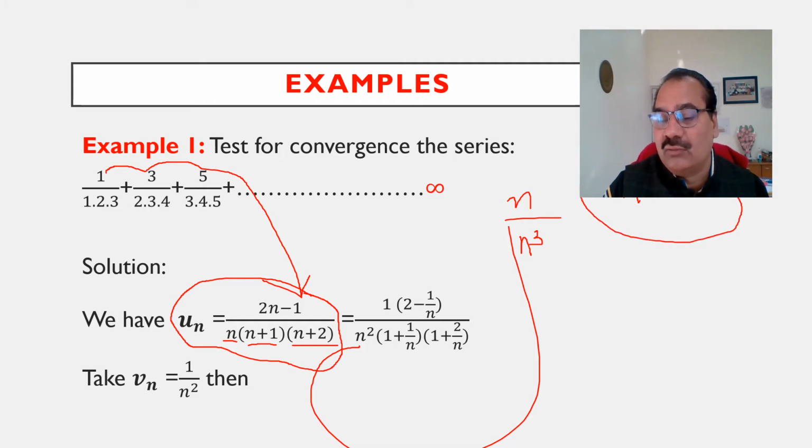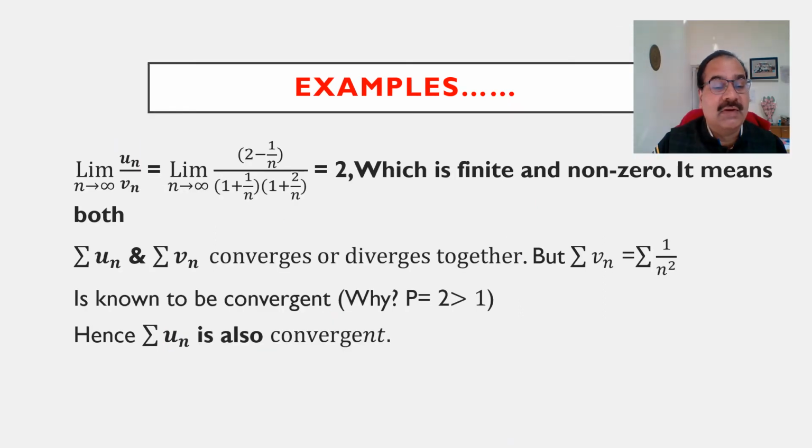Now what is Vn? Vn is the auxiliary series 1 by n square. So you have got un and Vn both. Then the limit as n tends to infinity of un by Vn equals the limit as n tends to infinity, where the 1 by n square term cancels out, leaving 2 minus 1 by n, over 1 plus 1 by n, into 1 plus 2 by n. After putting the limit, you will get 2, which is finite and non-zero. It means both summation of un and summation of vn converge or diverge together.